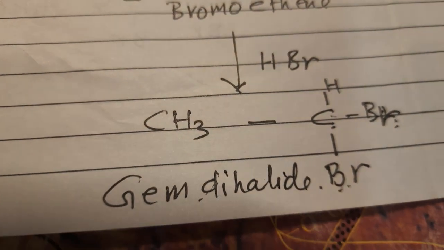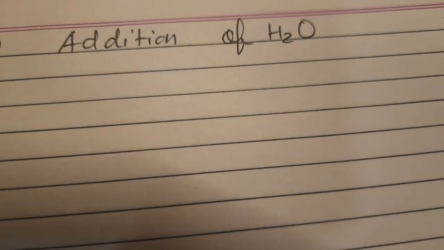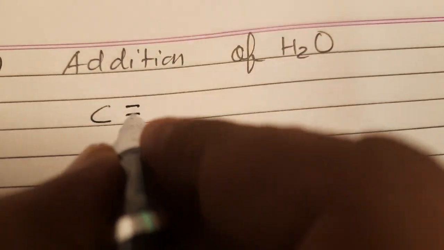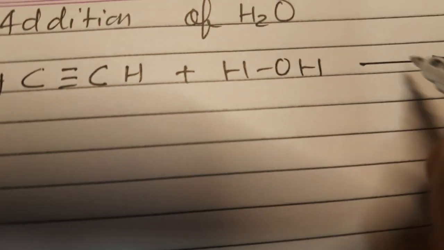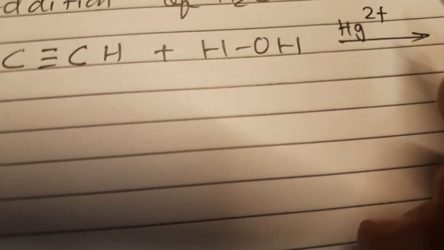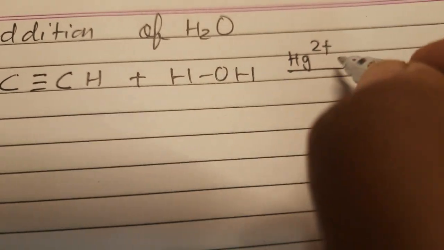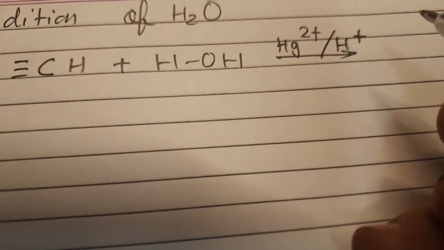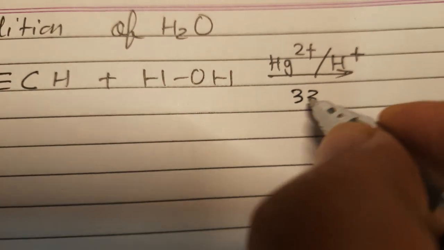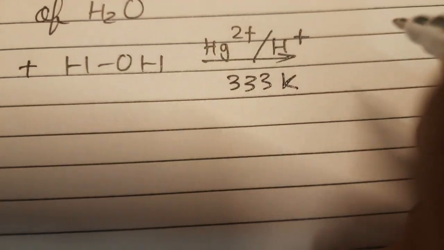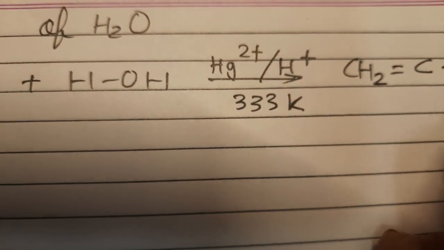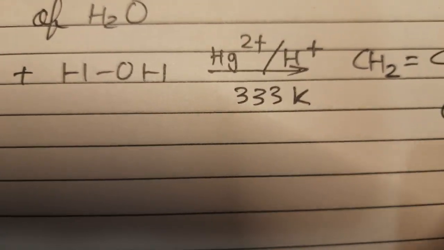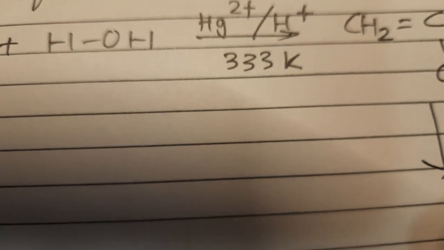Okay. Next is addition of H2O. So this is ethyne. When H2O is added, so HOH, this is H2O, it is added in the presence of Hg2+ mercuric sulfate, acidic medium, dilute H2SO4, and temperature is 333 Kelvin. So it will give CH2 double bond CHOH. Then isomerization will take place.